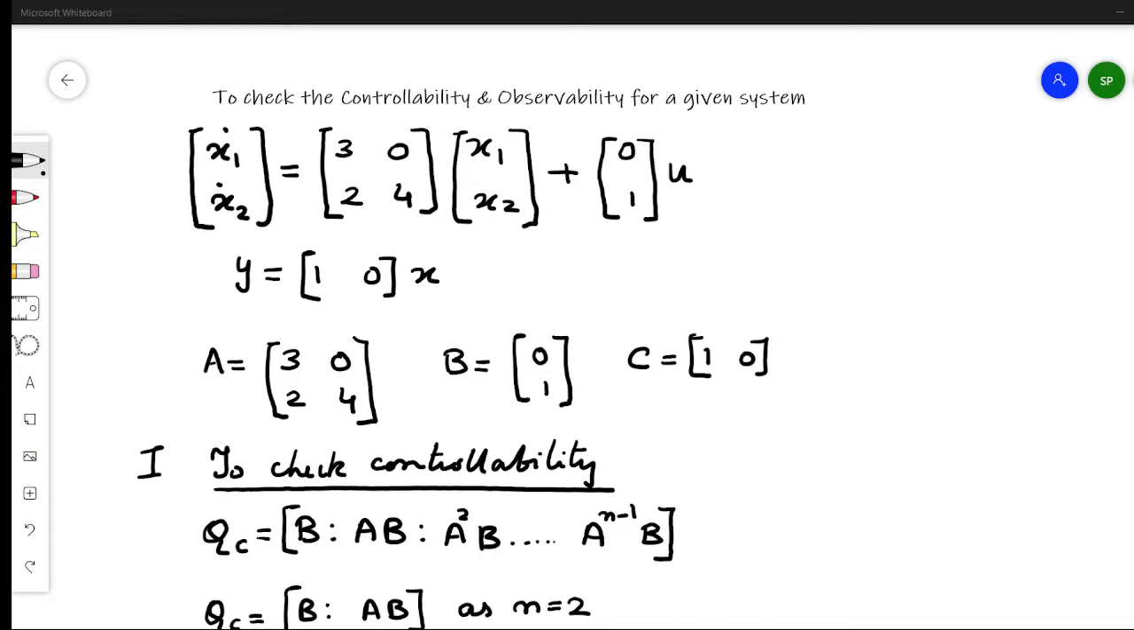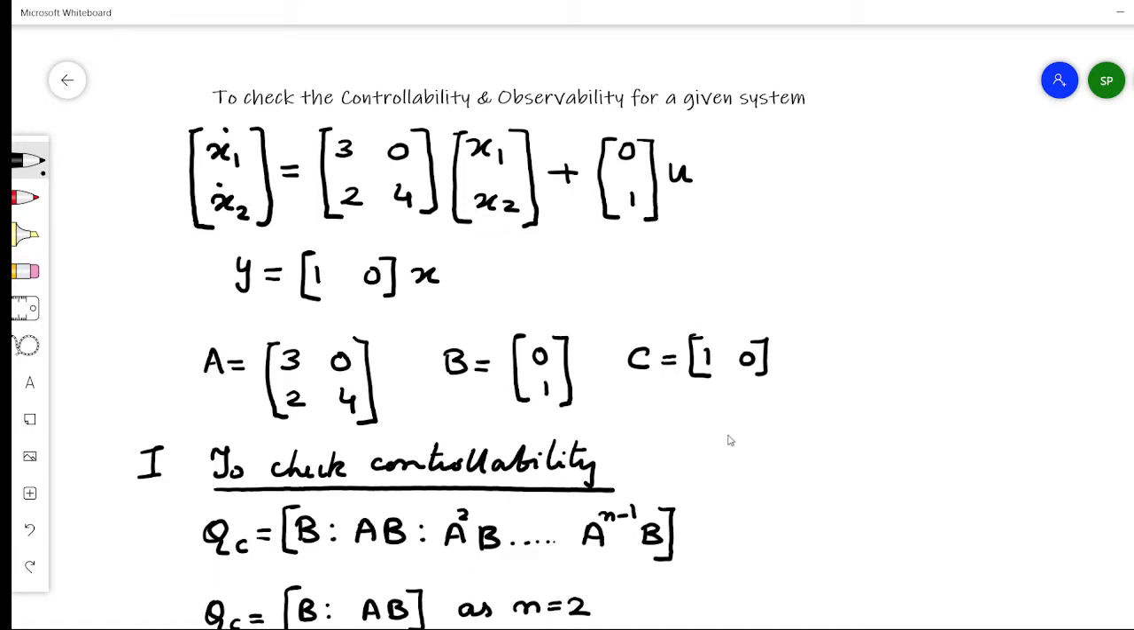Hello everyone. In this video, I'll be showing how to check the controllability and observability for a given system. So we have a state variable model given, and we need to check the controllability and observability of the given system. So this is the example we have chosen. It is [x1 dot; x2 dot] equal to [3 0; 2 4] [x1; x2] plus [0; 1] u. This is the state equation, and the output equation is given as y is equal to [1 0] x.